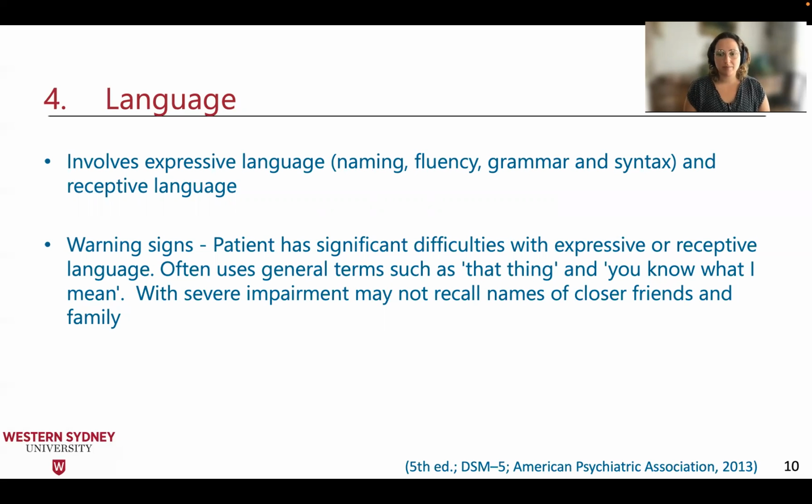They may find it very difficult to speak back and say what they want to say. They struggle being able to capture words or understand the lexical nature of a word, the meanings behind it. Often they use general terms such as "that thing" or "you know what I mean" to try to cover it up or to communicate when they have forgotten. They'll often use specific nouns or repeated object itself in replacement of what they've also forgotten. With severe impairment, they may not be able to recall names of closer friends and family. And as you can see, there's a bit of overlapping here between some of the domains where they may not be specifically to one area, but the deficits themselves are associated with multiple domains.